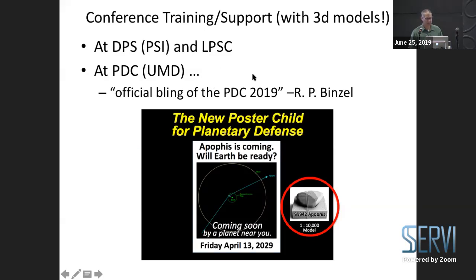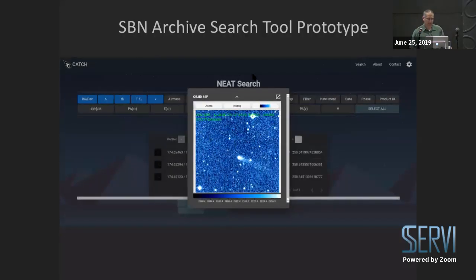Our Apophis models received the imprimatur of official bling of the PDC 2019 conference. So we're also developing our archive search tools, particularly for surveys. We have the NEAT survey that's been archived, and we're standing up a tool for that in the near future. Right now, we have a prototype of that that we're in the process of debugging, but it does have NEAT data in it, and this is 65P observations right here.